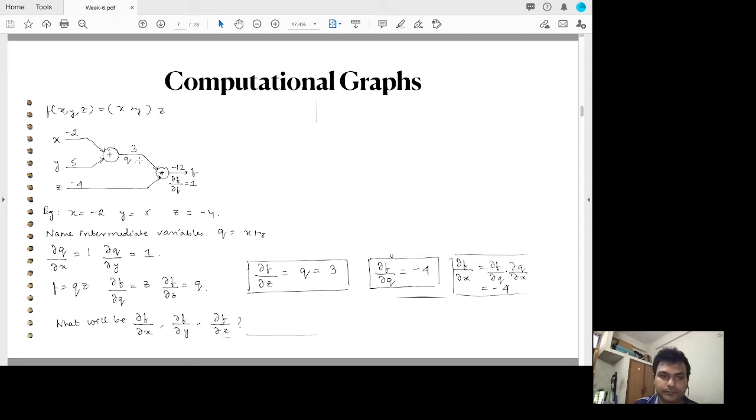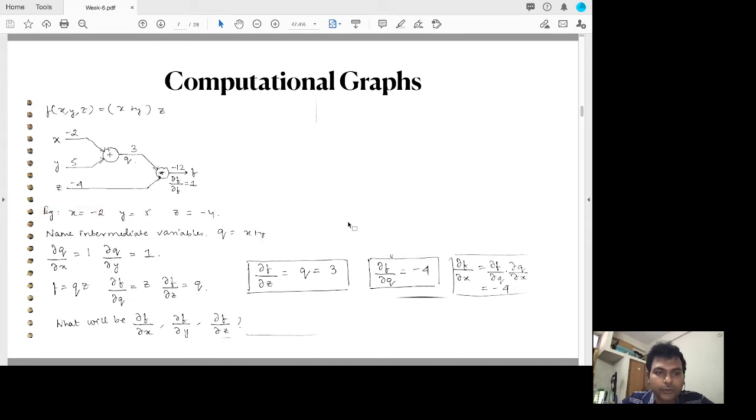Yes, I understand. Sorry, Soumya, how has this df by dq come as -4? Earlier we calculated it as 9, no? df by dq equals... okay, sorry. df by dq is calculated as z, and z equals -4. How is z -4? Where is it from? The example starts with z equal to -4. Oh yeah, sorry. Okay.